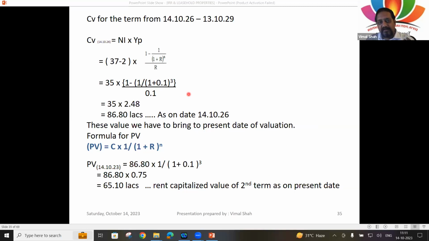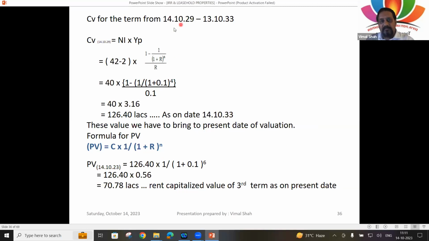Then we'll take the third rental term. Our third rental term was from 14/10/29 to 13/10/33, for a period of 4 years. Now the CV you will get on the start date of the rental term, that is 14/10/29. NI: the gross income was 42 lakh per annum, outgoings are 2 lakhs, so it is 42 minus 2. Here I am taking n as 4 years because the rental income is for a 4 year period. So I am getting this CV value of 126 lakhs on which date?